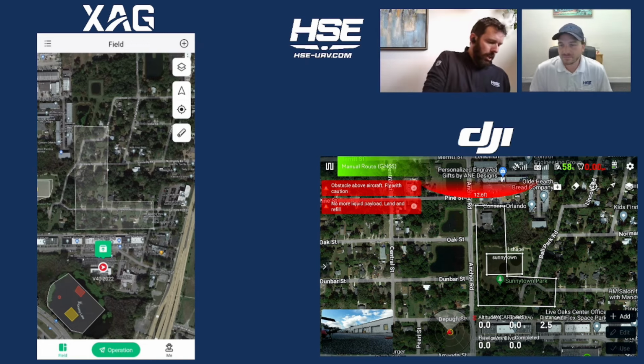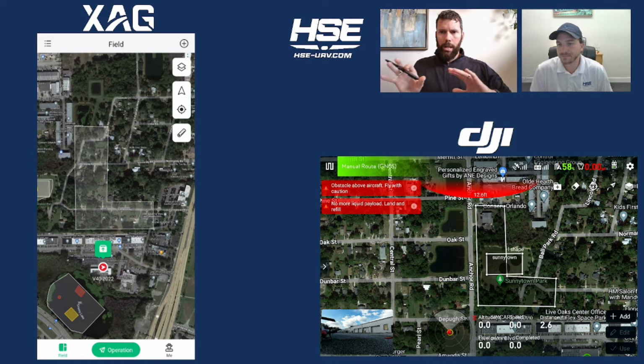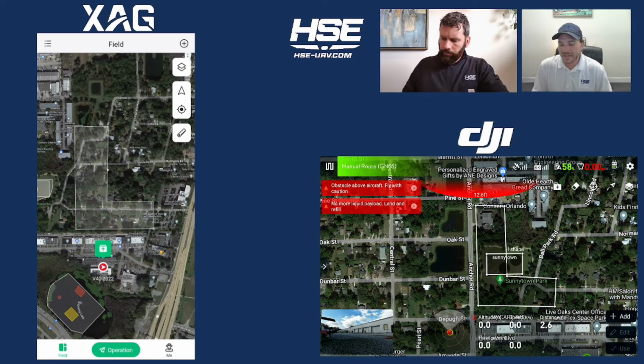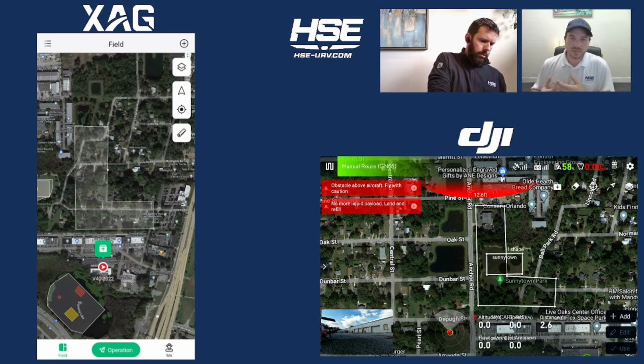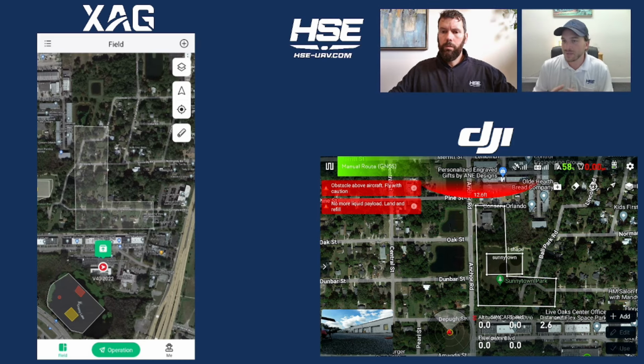Good to know. Now tell me about the differences, because there are two different app interfaces that you're using on DJI, and also two with XAG. How does that work? With DJI, the app built into the remote is called DJI Agras. That is what really runs the drone. That's how you operate and fly the drone. It also has field creation functions, as you saw in our video.